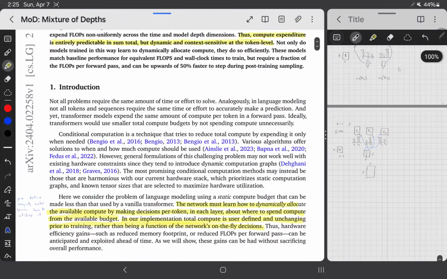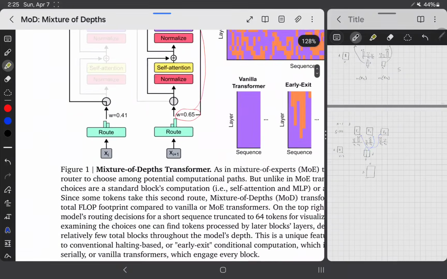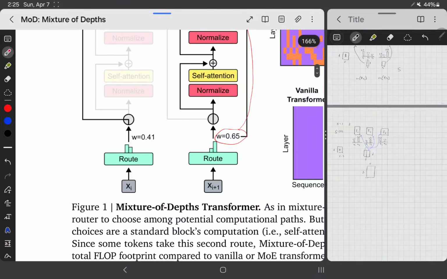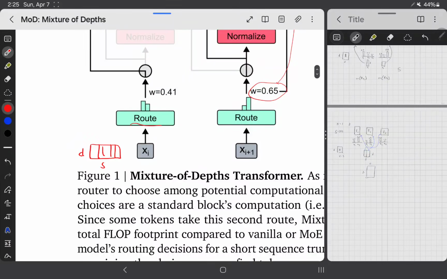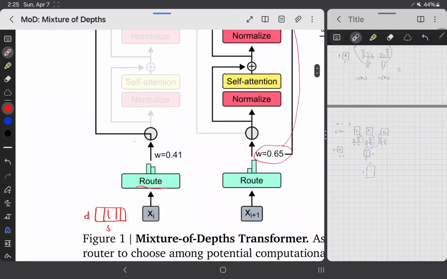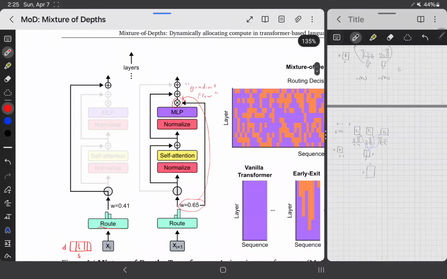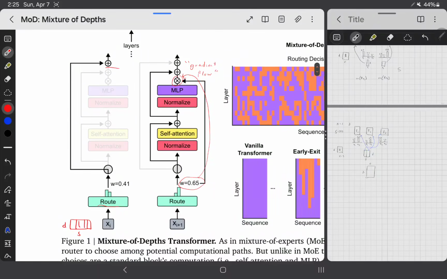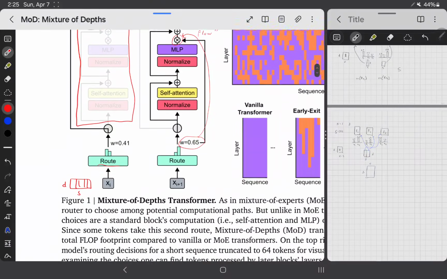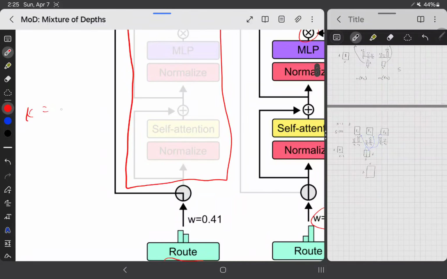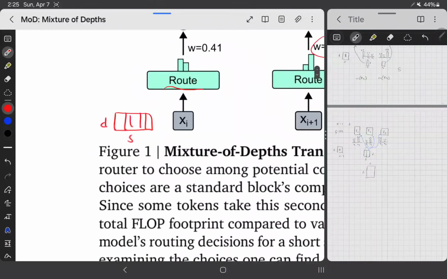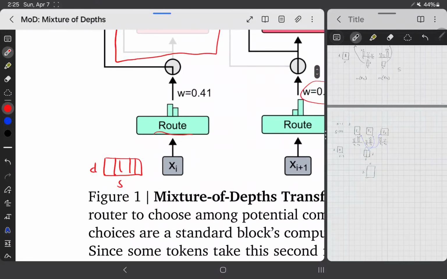Let's go over to the paper right here. So you have X here. X is going to be your set of tokens, so that'll be S by D. And you have your router here. Now your router is a single expert. You basically think of your transformer block as one whole expert. So this is just expert 1, and you don't have any more experts. Now you set K, so maybe K is equal to like 128, something like that. And you have expert choice.